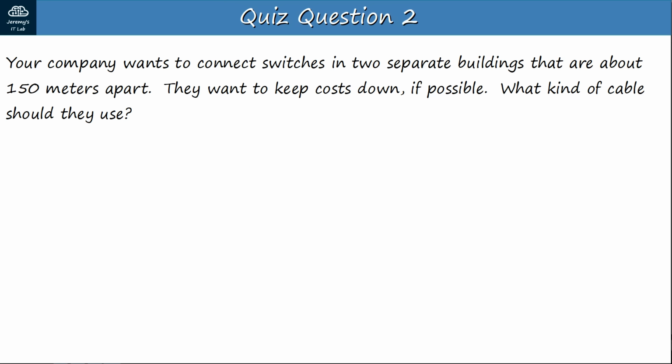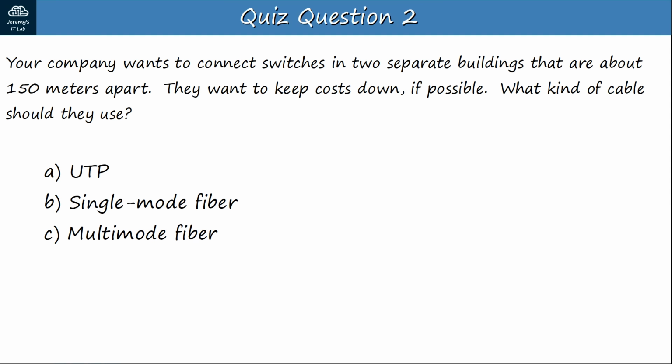Quiz question 2. Your company wants to connect switches in 2 separate buildings that are about 150 meters apart. They want to keep costs down if possible. What kind of cable should they use? A, UTP. B, single-mode fiber. Or C, multimode fiber. Pause the video to think about your answer. The answer is C, multimode fiber.